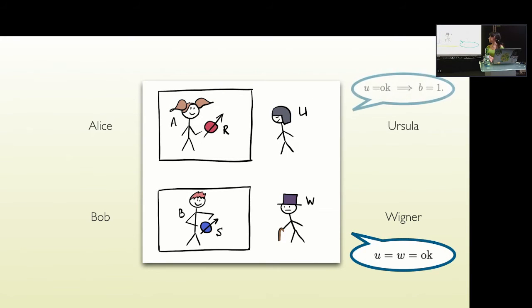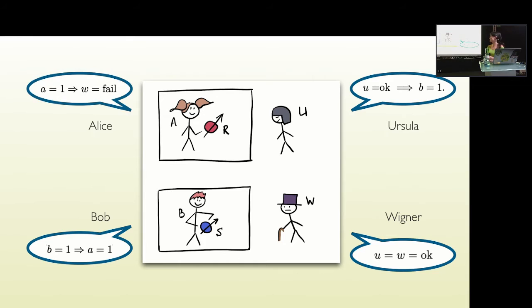But the point, for a spoiler of this thing, is that they will reach a series of individual statements about all the outcomes that they get, which, when put together, lead to a contradiction. So what will happen in this experiment that we'll get into later, this is the Frauchiger-Renner experiment, for those who don't know, is that Wigner will measure something, and whenever he sees that he gets some outcome that we call okay, and that Ursula also got okay, he concludes that Ursula knew that Bob knew that Alice knew that he would actually get fail. And this tells us what?